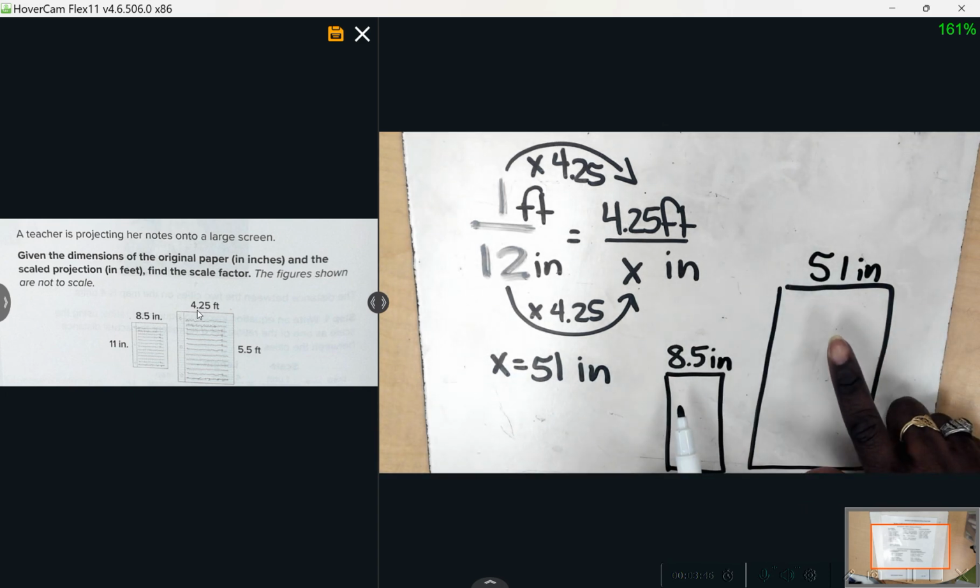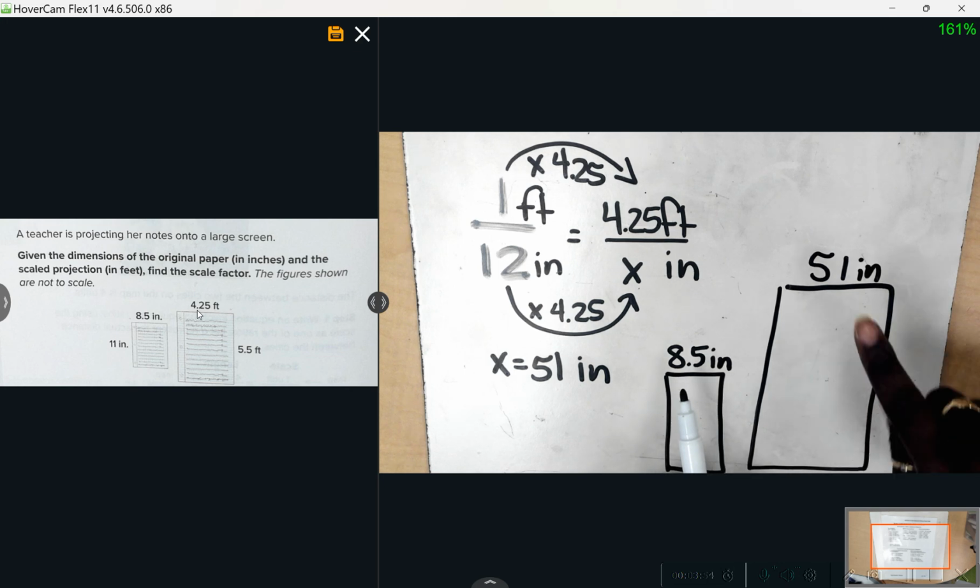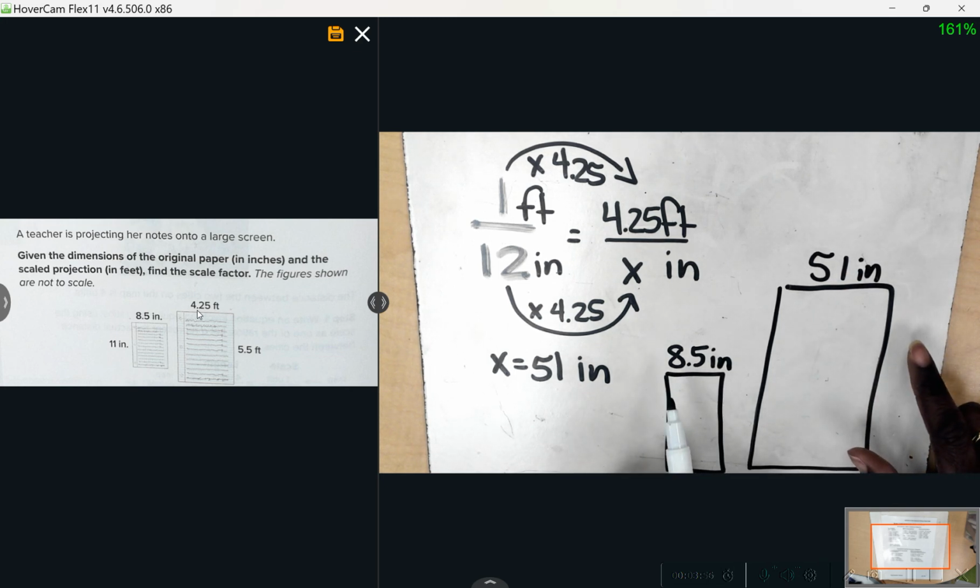So I'm going to use the same side. I cannot use the side over here for the 5.5 feet because they are not on the same sides. So I'm going to use these two here. They are in the same unit. So now what we need to do is find our scale factor.